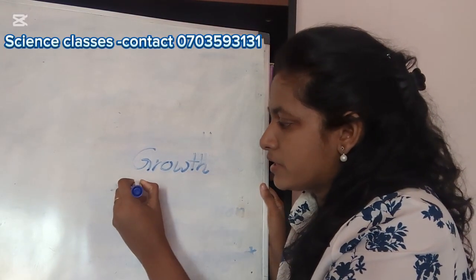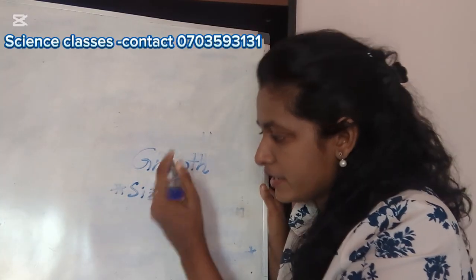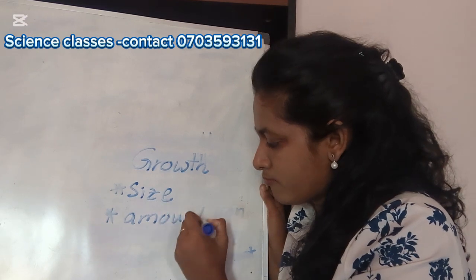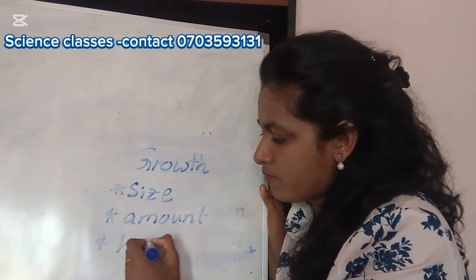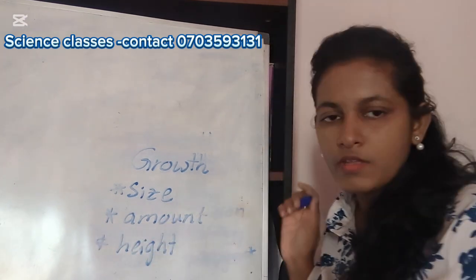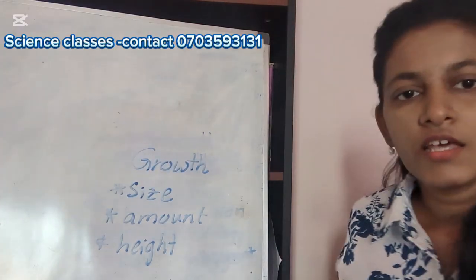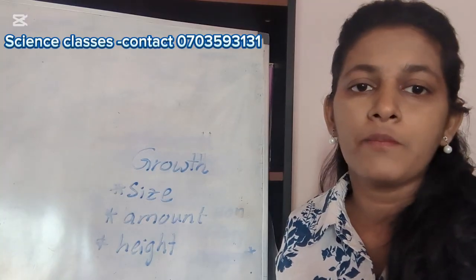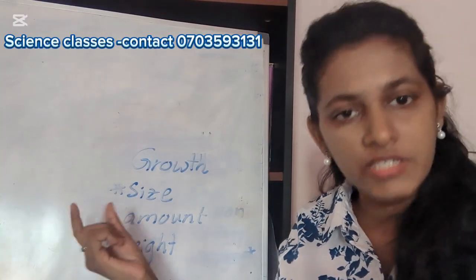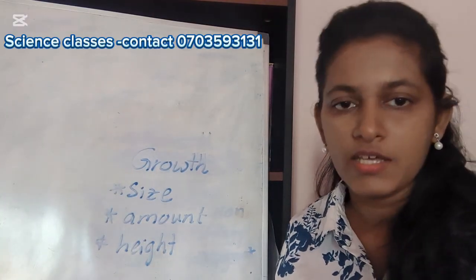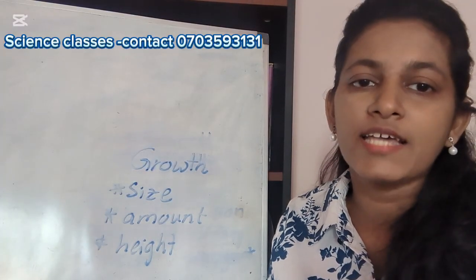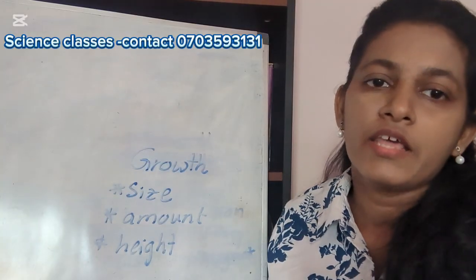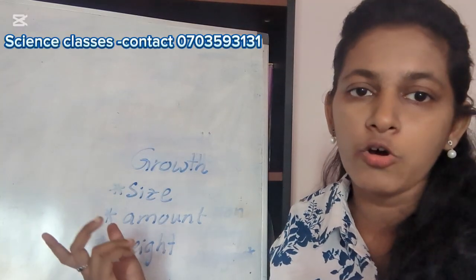We can consider three things. Growth is the increase in size, amount or height. So if you consider living things, they show growth. That means they grow. For an example, they increase in size, or they increase in amount, or they increase in height. Let's take animals such as tigers, lions, or even butterflies. They show growth. That means they grow.